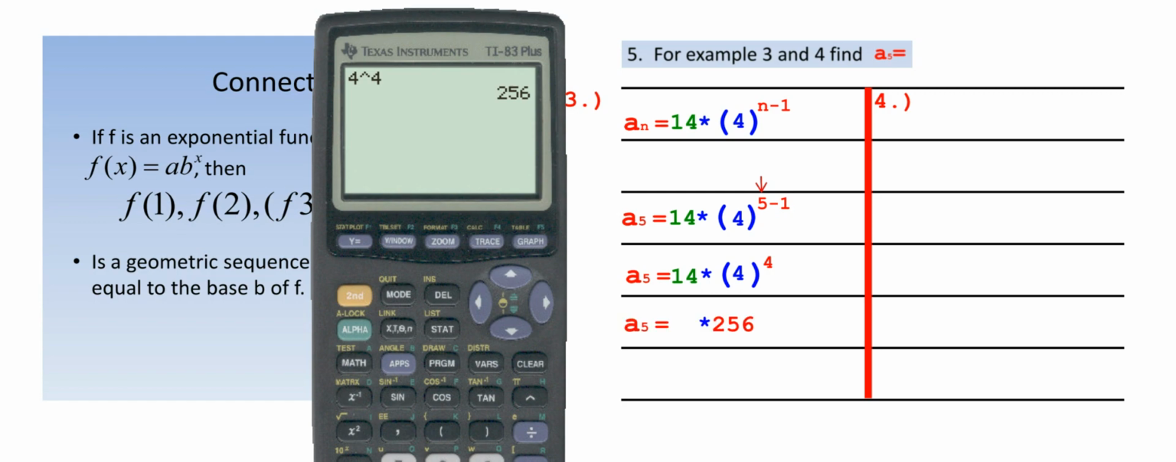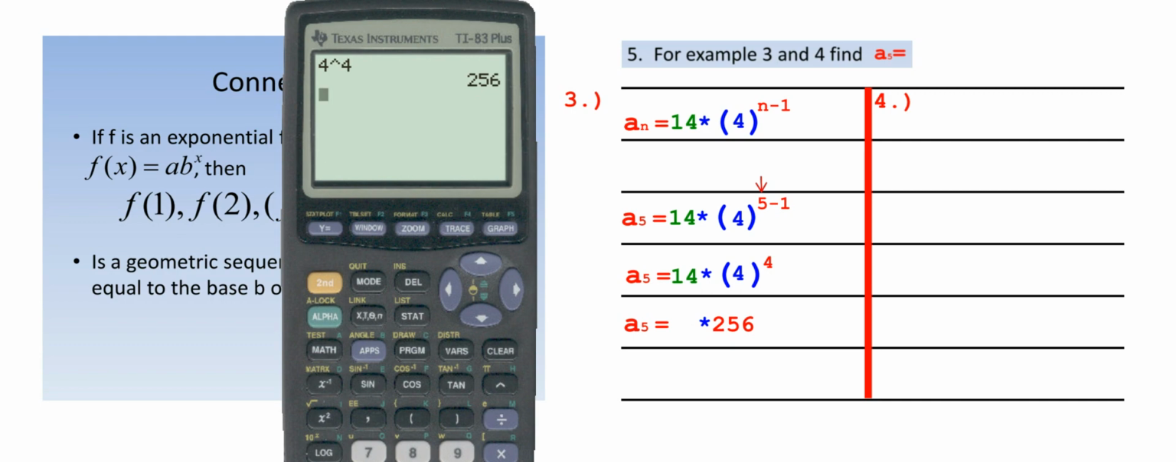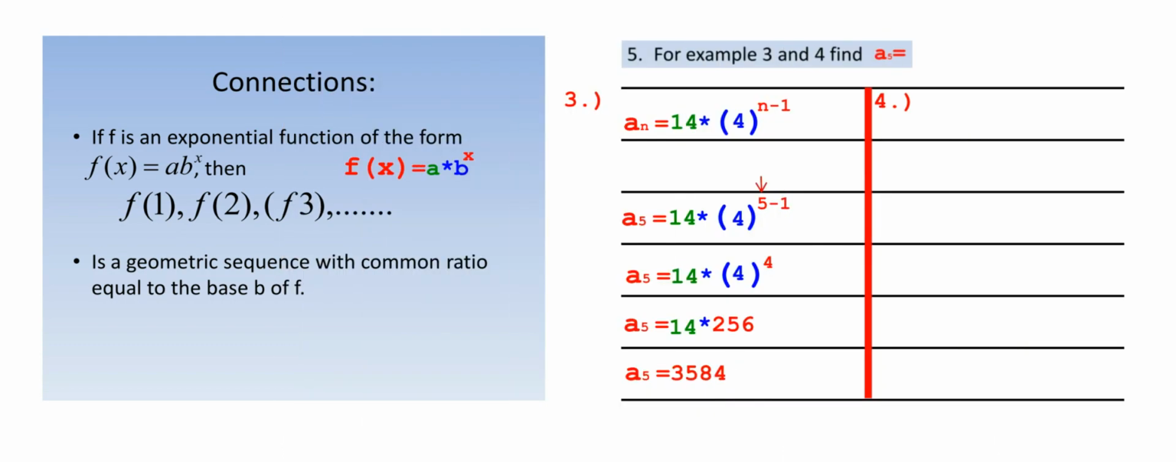So there we go, 256 times 14, right? So let's multiply times 14. Notice I just had to hit the times and then put 14, and it gives us the previous multiplication of 256 times 14. There we go. So we get that a sub 5 equals 3584. So the value of the fifth term for problem number 3 is 3,584.